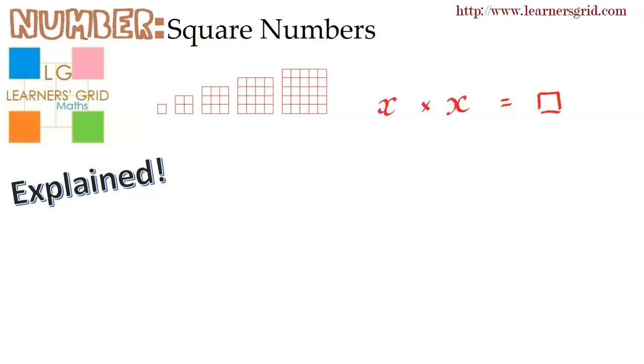So for example, let's say I substitute for x an actual number like 1. Okay, so we go 1 multiplied by 1. What will that equal? Well, that will equal 1. And 1 happens to be a square number. But how come? Well, let's have a look.